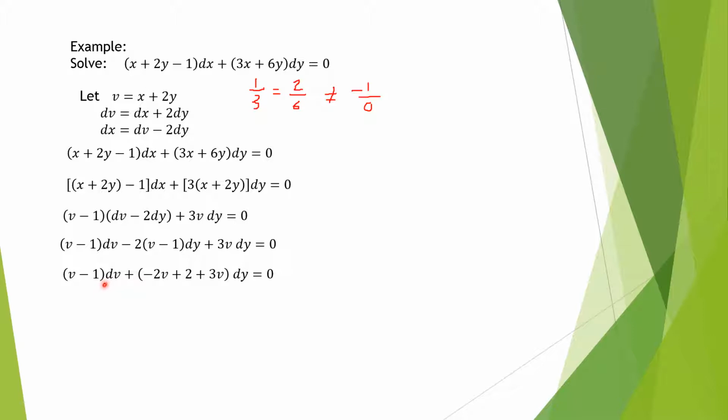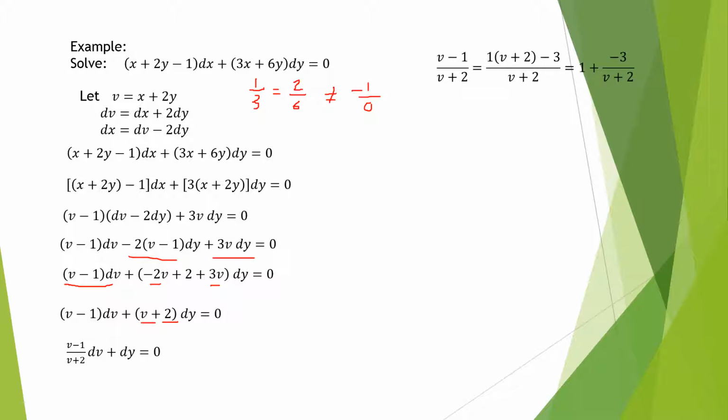Combining the dv's and the dy's, you have v minus 1 dv, and then negative 2v plus 2 multiplied there, and then plus 3v. This is already combined. Finally simplifying, this is just v minus 1 dv, and combining negative 2v and 3v gives you v plus 2 dy. And then this is just variable separable already. You can divide both sides by v plus 2 in order for dy to remain there. And this is your problem again, because you have to integrate this.